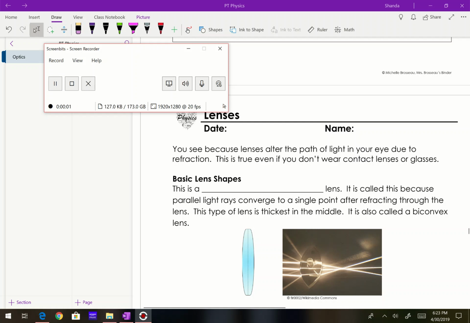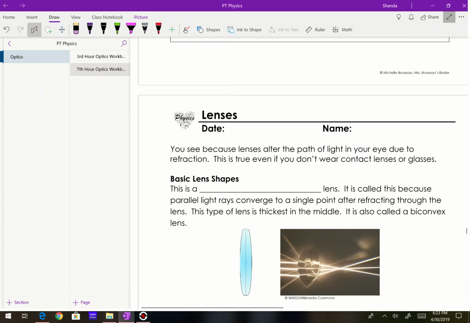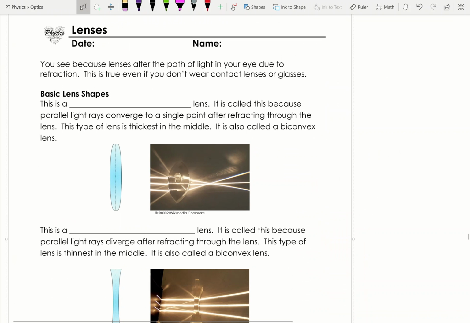So all of our discussion on refraction is ultimately leading up to our discussion on lenses. There are two types of lenses, and we're going to take a look at both of them. This first picture that we see right here is a converging lens.